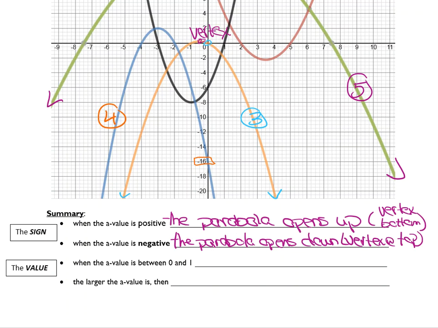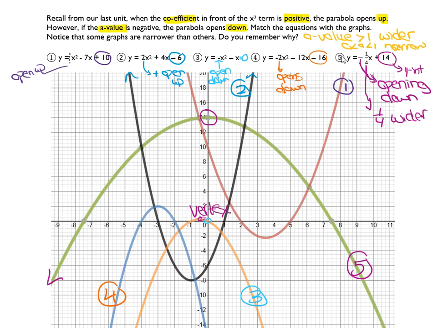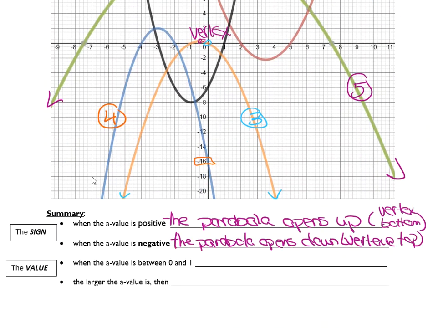When the a value is between 0 and 1, so that's like, scrolling up here, like the one that we just did. That's my a value. So the sign we've already taken care of when we're talking about opening up and down. So the a value between 0 and 1, whether it's positive or negative, means the parabola is wider. What we actually say for that is it's a vertical compression.